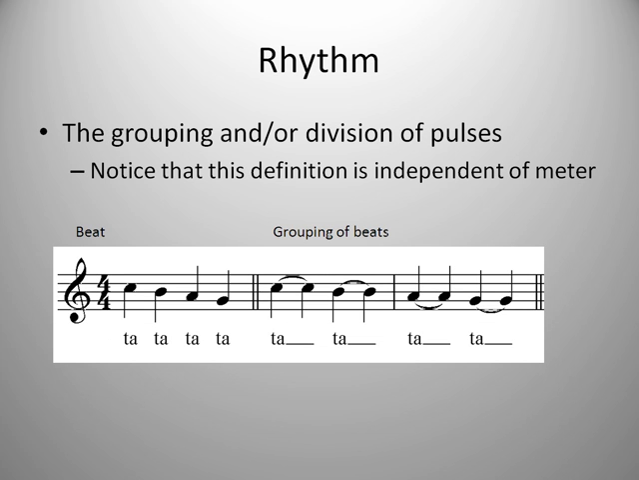We can also group beats together. The first measure here is the same as the first measure on the last slide. In the second measure, I've made each pitch twice as long. In order to show this, I've tied two notes together. So if I perform the first one, it goes ta, ta, ta, ta. If I perform the second one, it goes ta, ta, ta, ta.